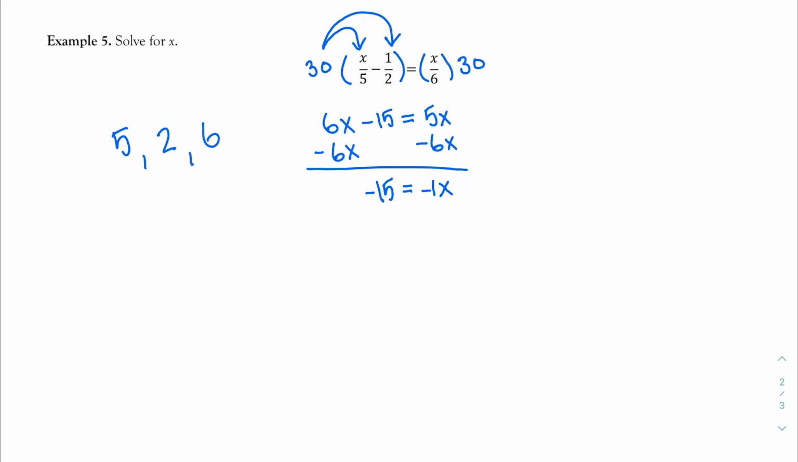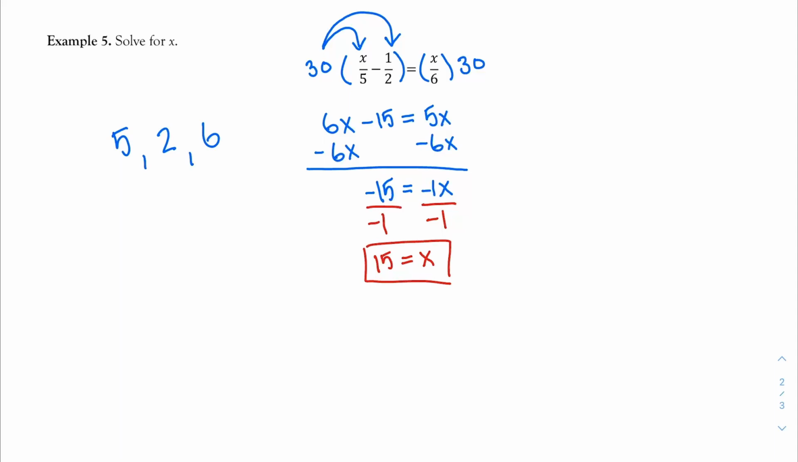All right, so I'm almost there. Again, remember, I want x by itself. But here, I have negative 1x. All I have to do is divide by my coefficient. In this case, I'm going to divide by negative 1. Giving me on the left, negative 15 divided by negative 1. A negative divided by a negative gives me a positive. 15 divided by 1, that's just 15. And on the right, negative 1 divided by negative 1, that becomes 1x. So my answer, we believe to be x is equal to 15.